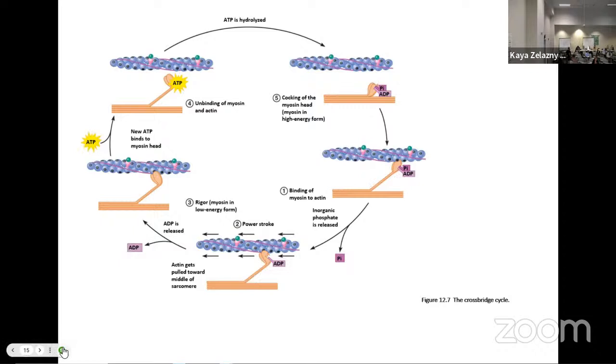Okay. So questions now about this cross-bridge cycle.